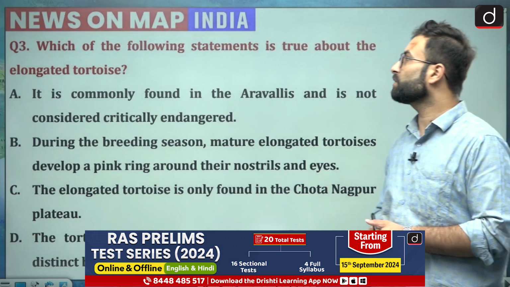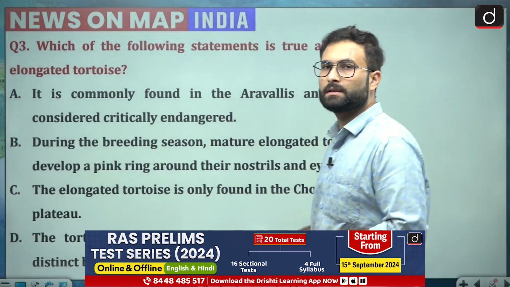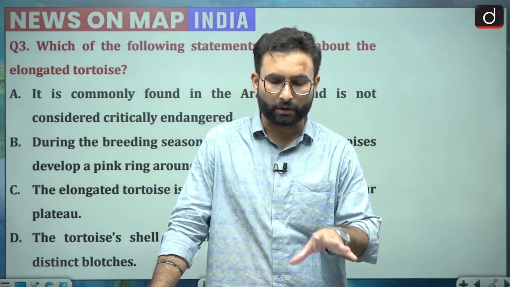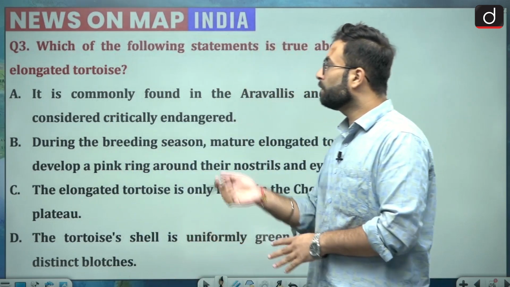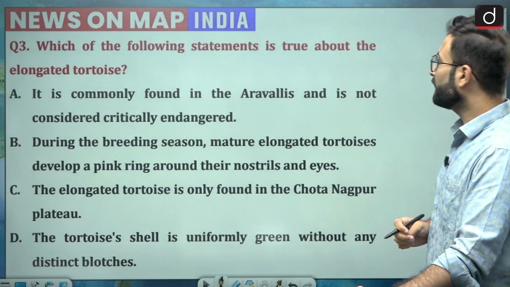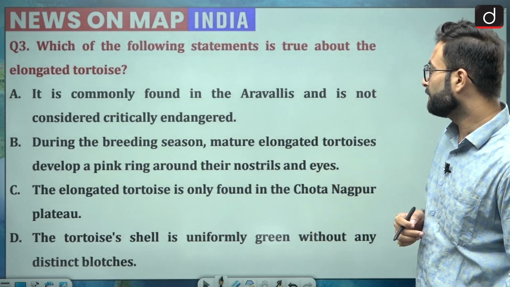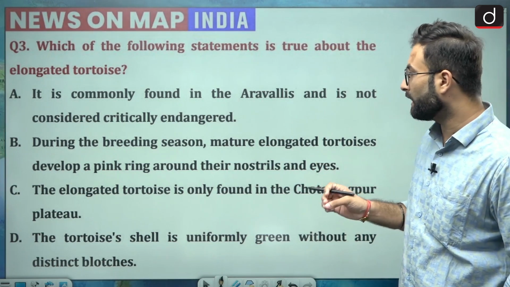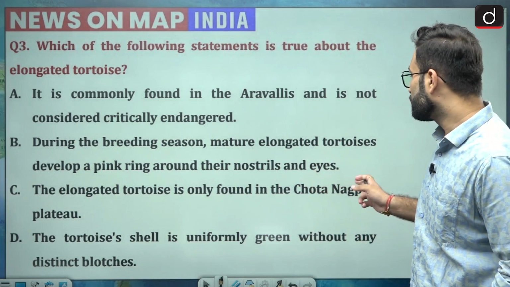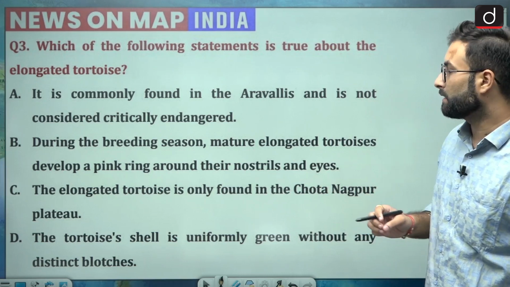Moving further, question number 3. Which of the following statements is true about the elongated tortoise? Recently, these tortoises were found in the areas of Aravalli after a long time. Second, they are not endemic to this particular area. Here it says it is commonly found in the Aravallis and not considered critically endangered. Second, during the breeding season, mature elongated tortoises develop a pink ring around their nostrils and eyes.